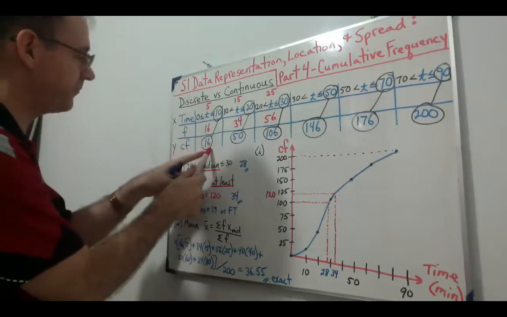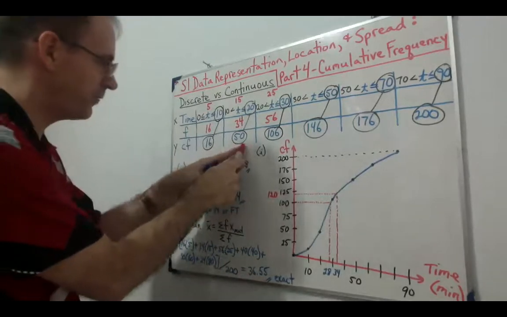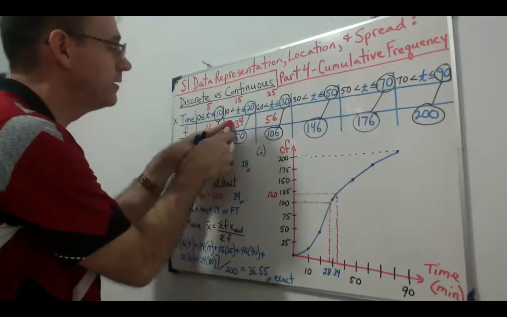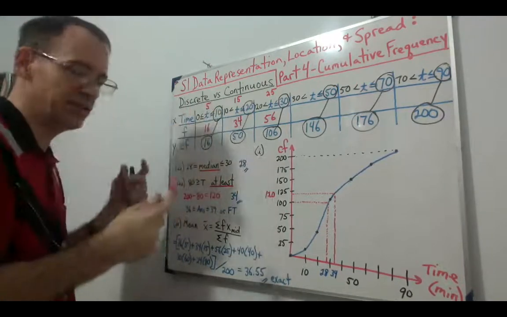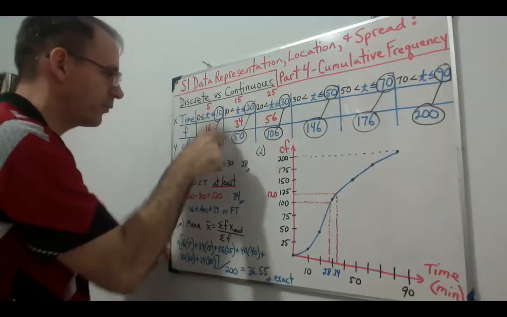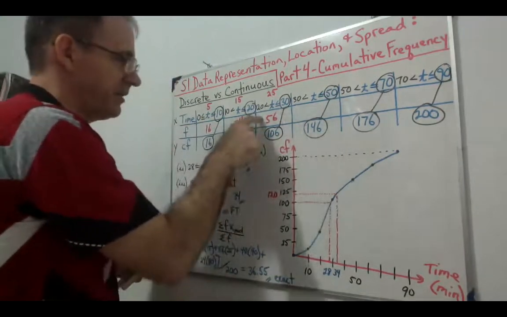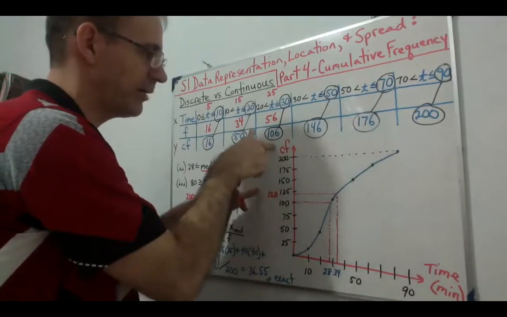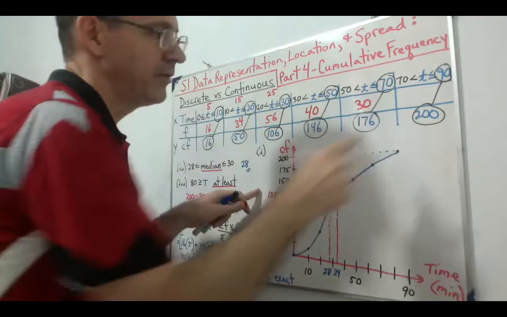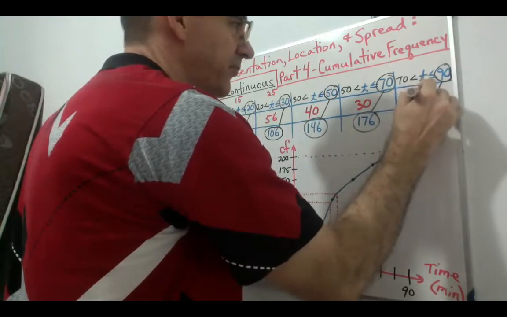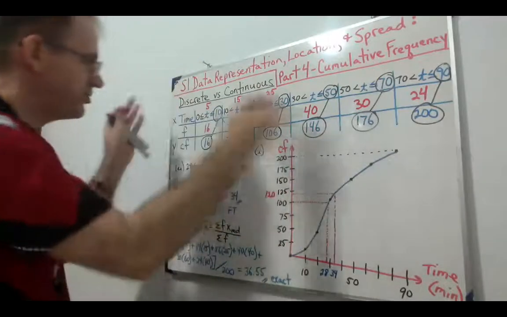So just remember, cumulative frequency, this one is 16, therefore your frequency is 16. Your cumulative frequency is 50, so 50 minus 16 is 34. If you're going from frequency to cumulative frequency, you add. If you're going from cumulative frequency to frequency, you subtract. So 16 plus 34 is 50, that's the cumulative, or 50 minus 16 is 34. 106 minus 50 is 56. 146 minus 106 is 40. 176 minus 146 is 30. 200 minus 176 is 24. So those are our frequencies for each grouping, each class boundary, individual frequencies.